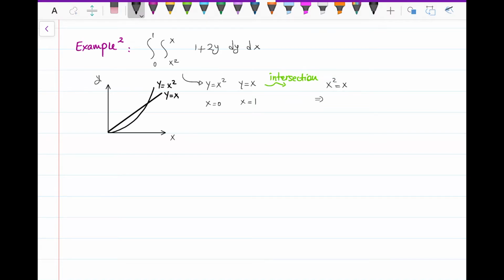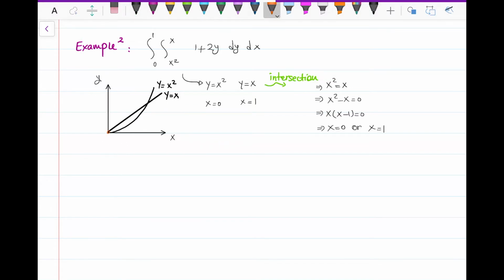x squared equals x. Don't cancel out the x. You need to bring everything into one side, and now factor out the x. The product of two things, x and x minus 1, is equal to 0. So x equals 0 or x minus 1 equals 0, which means that x equals 1. Okay, so the intersection of these two curves is x equals 0 and x equals 1.